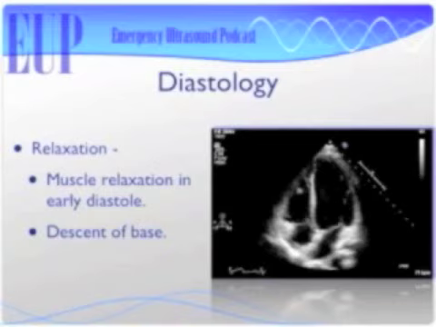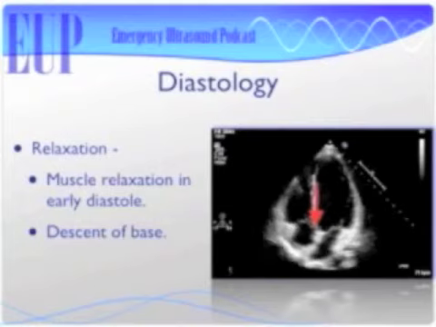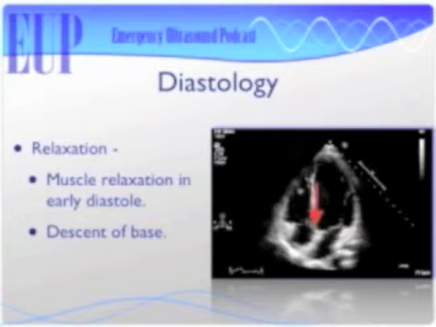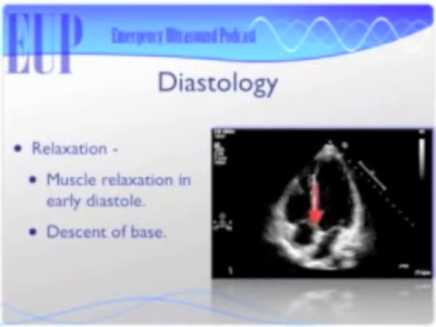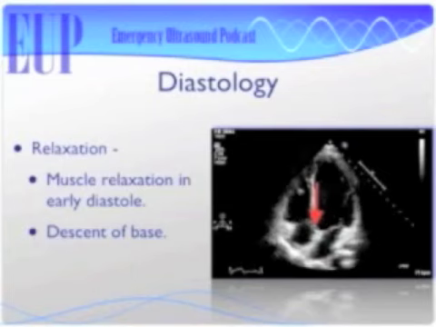So the base is this area where the valves insert into the septum, and that base right there tends to be moving really well during diastole. So as that LV is filling, there's a lot of descent of the base. That tells me good diastolic function. So we're done, right? Good diastolic function. Yeah, you can go home.